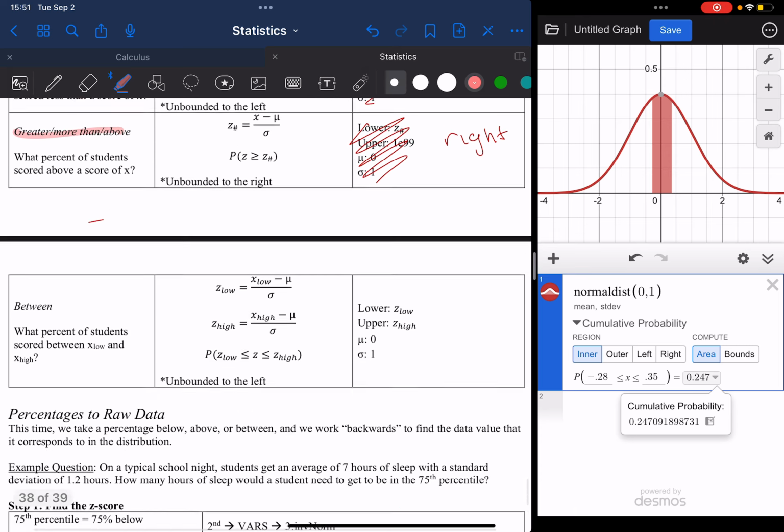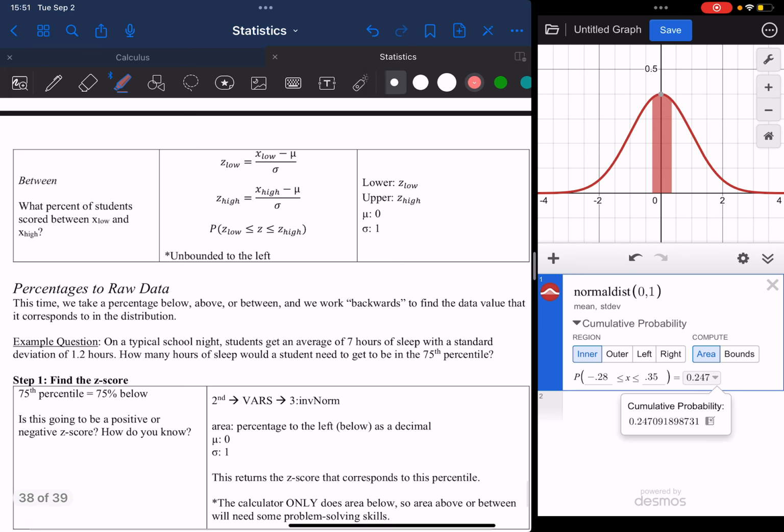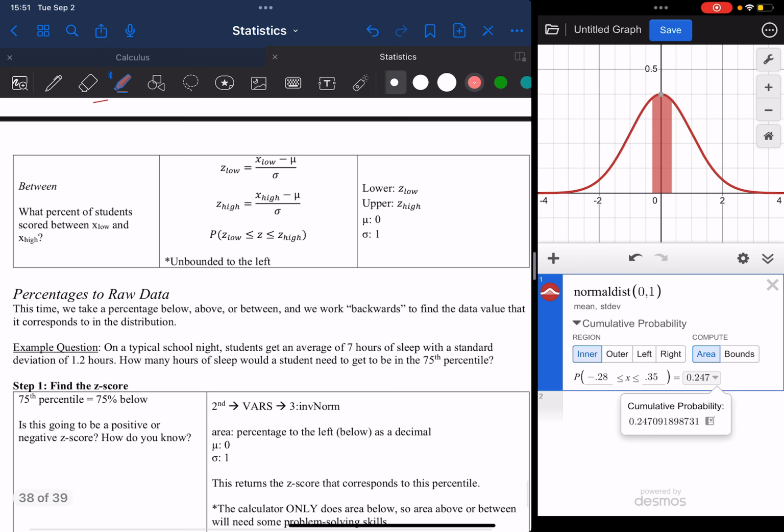Same with between. For between, we're going to look at both of them, and notice how when we did our problem, we had to do the formula for z-score twice. So we have the probability of the low z-score and then the high z-score where the z is in between. When we're looking at this on Desmos, we use the region inner.